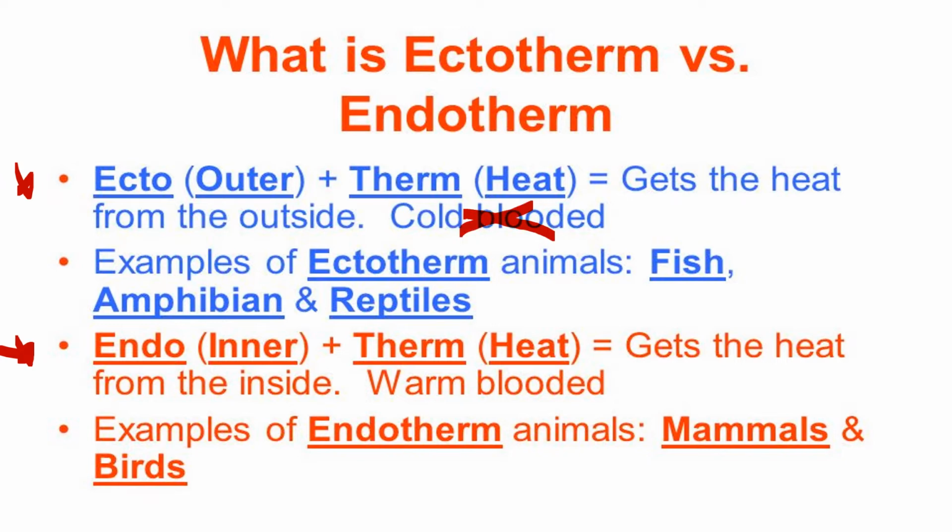However, here's a little trick to remember ecto and endo. Ecto has a C in it because they used to be called cold-blooded. That helps you remember which one it is. Endotherms get their heat from inside, so we are endotherms, we maintain our body temperatures. Birds are endotherms.